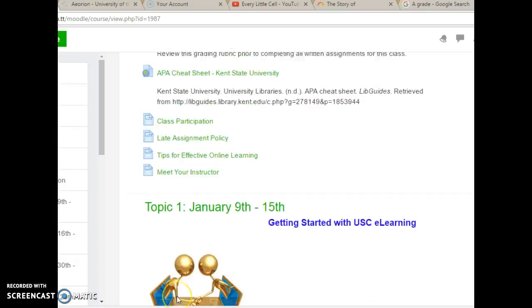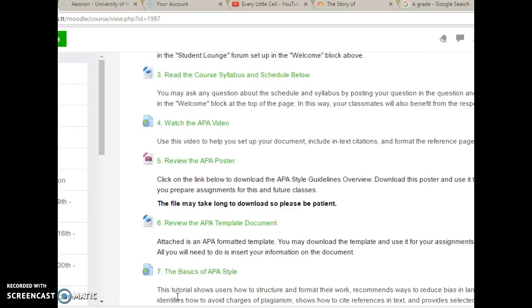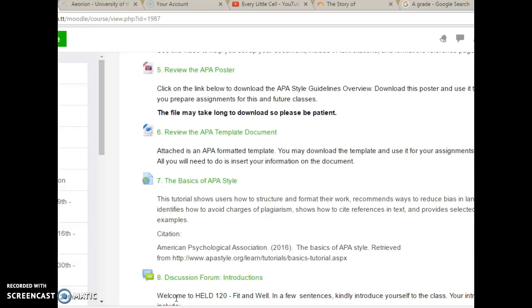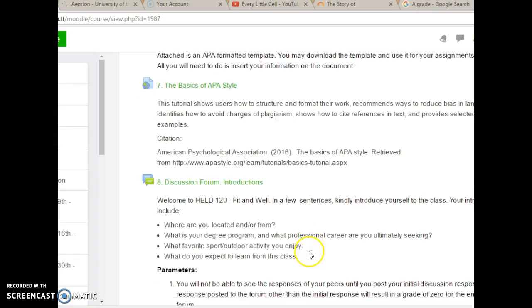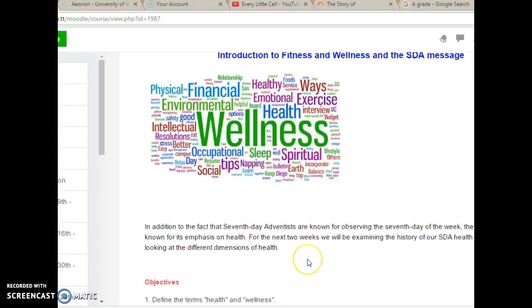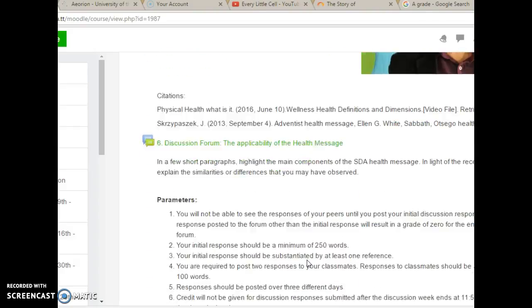Now you want to make sure that you respond to 2 of your classmates' posts, and this is important because if you don't do so, you can easily lose 25 points, and that is definitely not a recipe to get an A in this course.